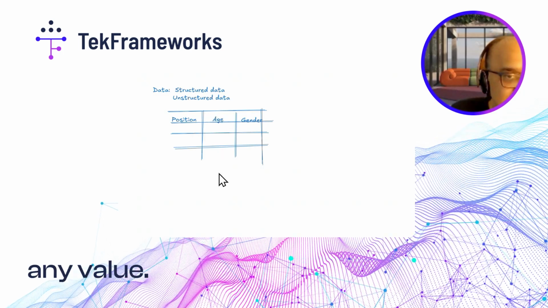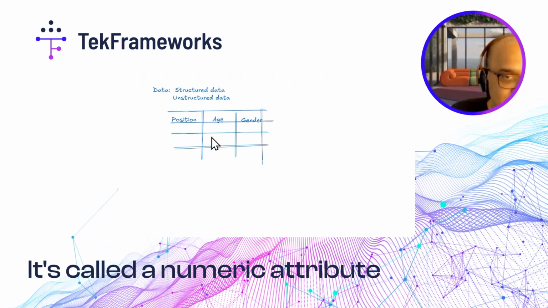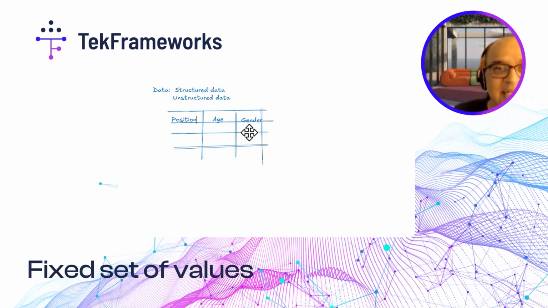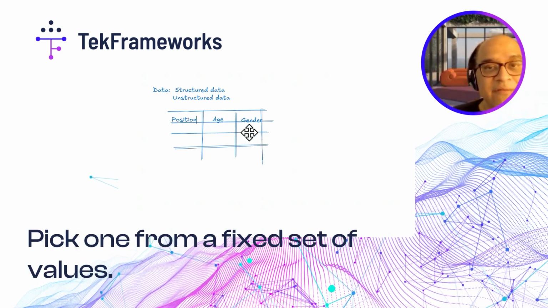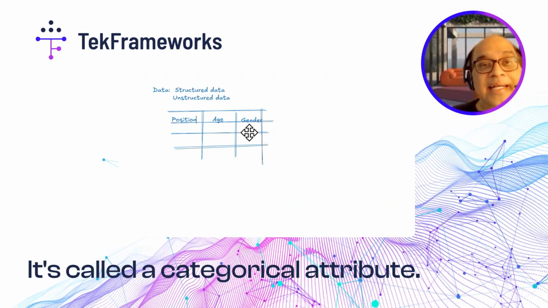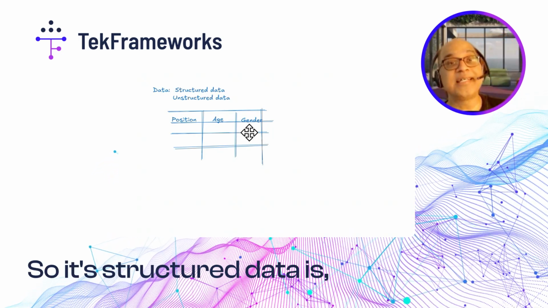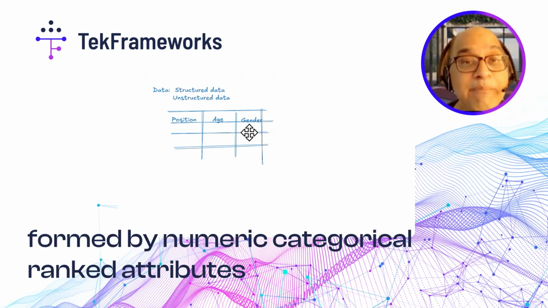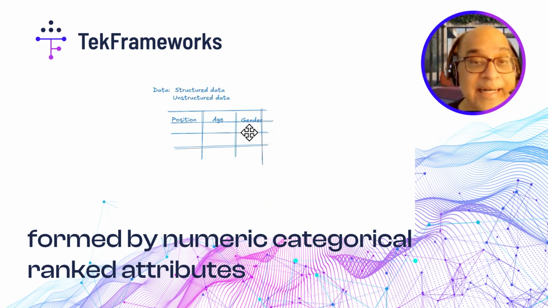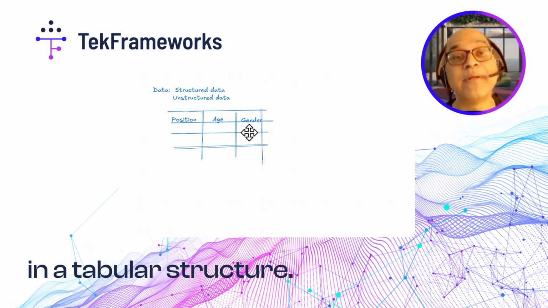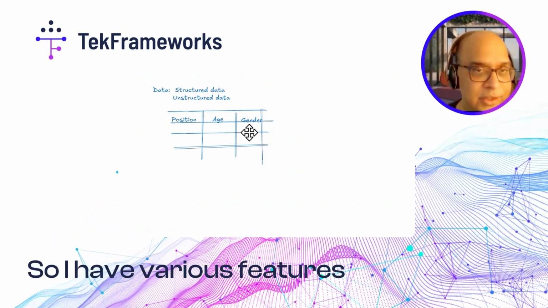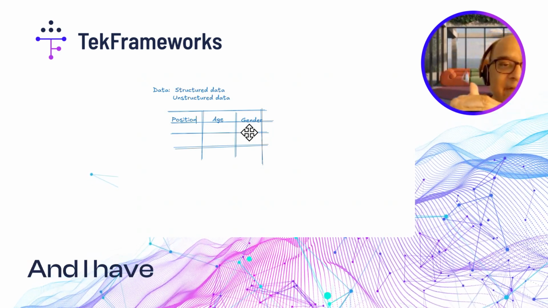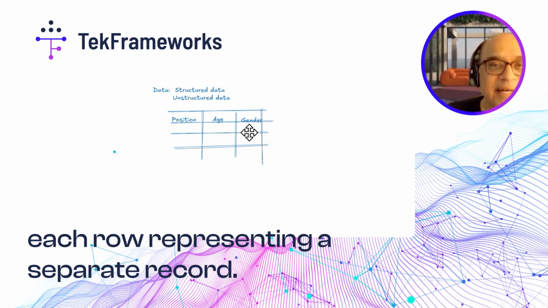When an attribute can take any value, it's called a numeric attribute. When it can only take a fixed set of values, pick one from a fixed set of values, it's called a categorical attribute. So structured data is data formed by numeric, categorical, and ranked attributes in a tabular structure. So I have various features in each column, and each row represents a separate record.